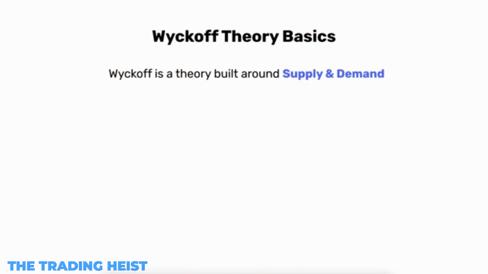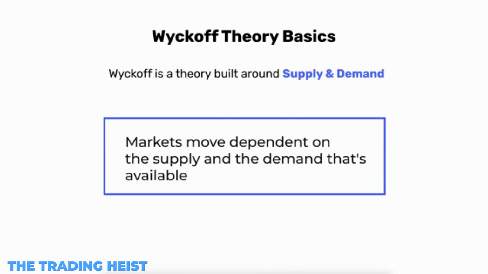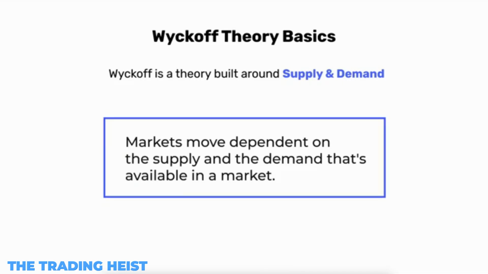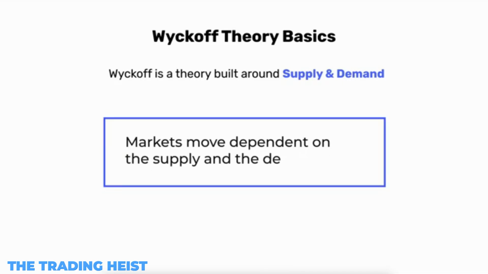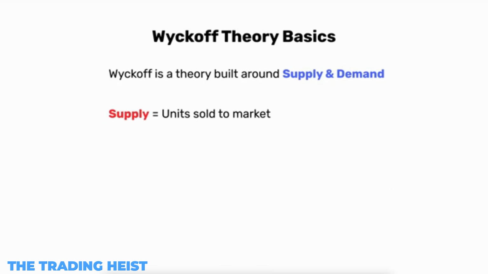Now we need to start with the basics. And the most basic thing to explain is that Wyckoff is a theory built around supply and demand. So Richard Wyckoff believed that markets move dependent on the supply and the demand that's available in a market. Now to explain what those are, supply refers to units sold to the market or available units in a market, and demand refers to the willingness of buyers to purchase an asset. So if supply is high, that just means there are lots of units of a specific asset ready to go to market. If demand is high, it means that lots of people want to buy, okay?